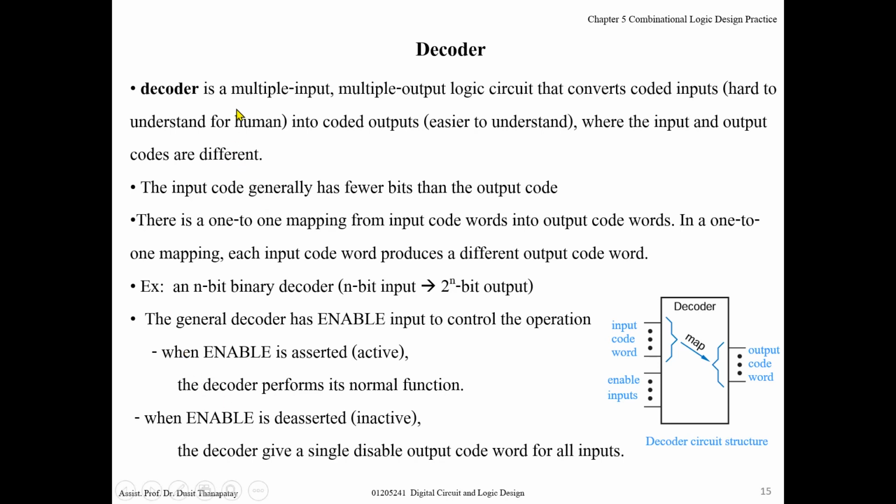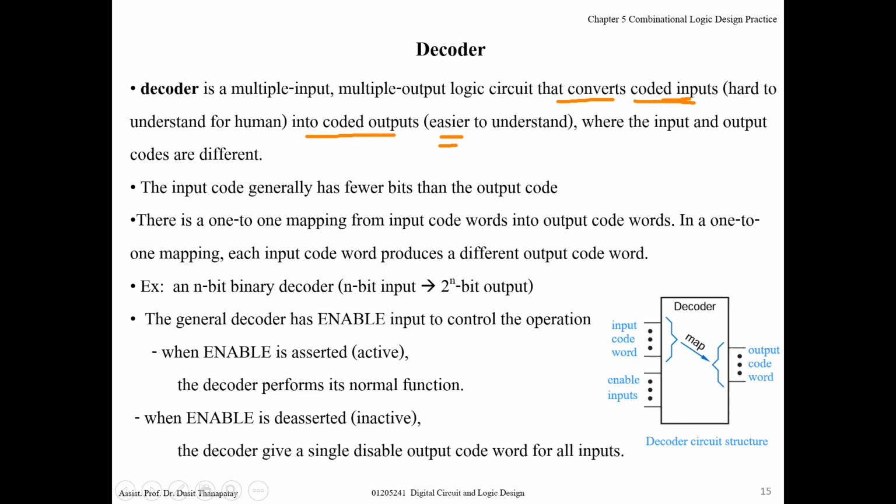Okay, a decoder has multiple inputs and multiple outputs. Normally we use a decoder to convert coded input, meaning something that is hard for a human to understand, into coded output that is easier to understand.